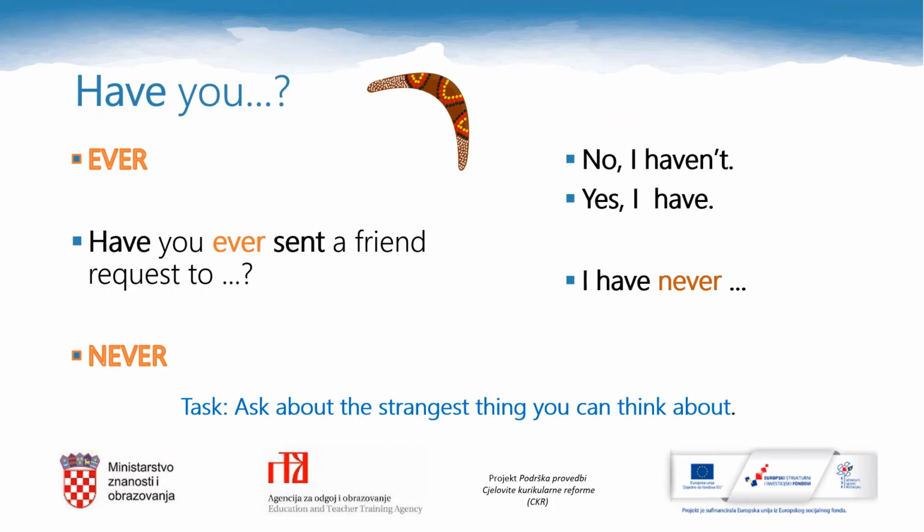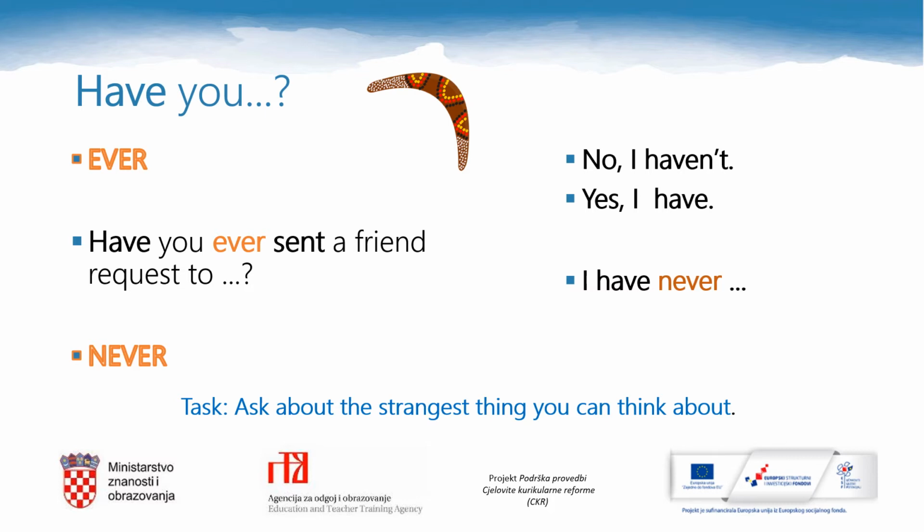Let's practice asking questions beginning with have you that have ever in them. You can ask, have you ever sent a friend request to a complete stranger? I hope you haven't. And you say, no, I haven't. But you can also say, I have never sent a friend request to a stranger. Keep practicing by asking about the strangest thing you can think about.